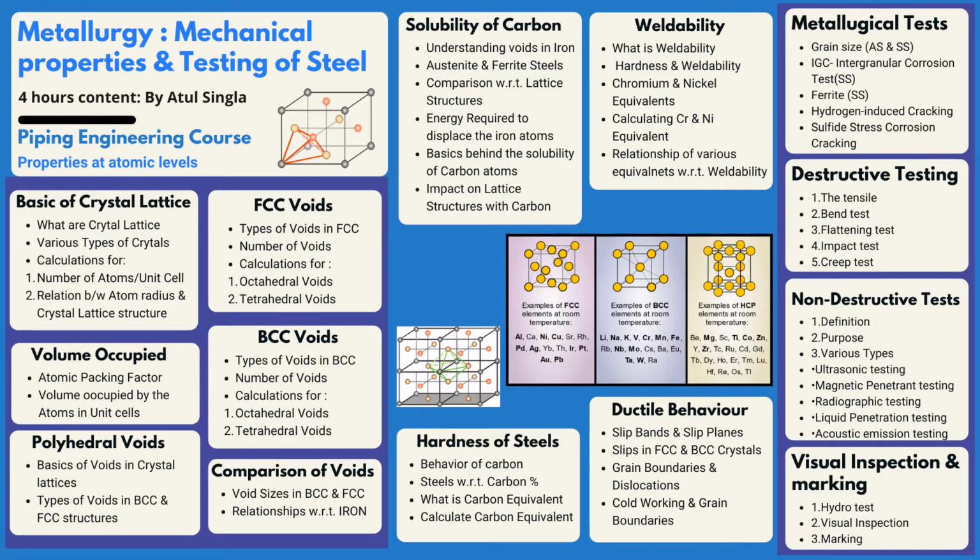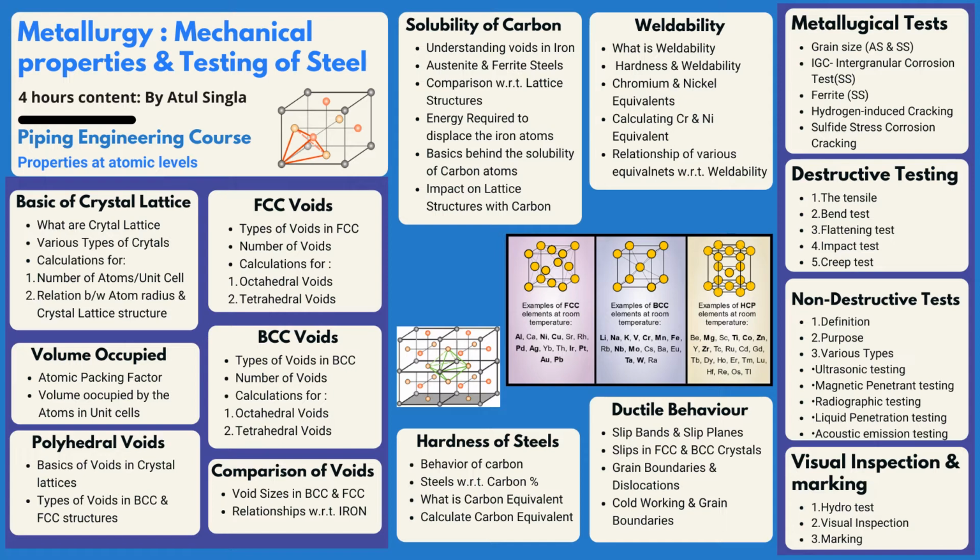First of all, we'll try to understand what the various types of crystal lattice are, which are really important with respect to steel. Then we'll look into how the atoms are arranged, how much space they are occupying, what kind of voids are there. What are austenitic and ferritic steels, which are really very important in process industry.